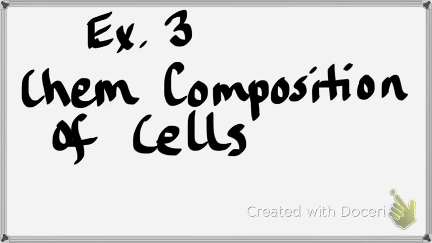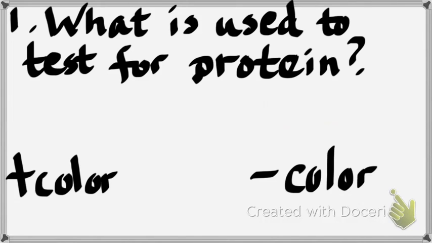Do I have a question about exercise 2, the part on microscopy? Nobody? Everybody's good? Okay. Exercise 3, the chemical composition of cells. Let's all go to page 40 in our book, page 40. We're going to find lots of answers there, in one place. Here we go. Question number 1. What is used to test for protein?